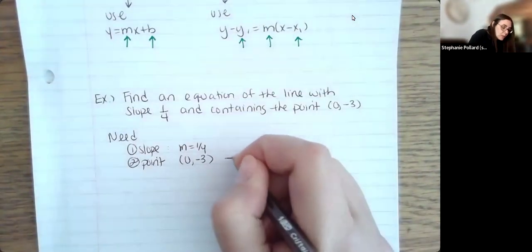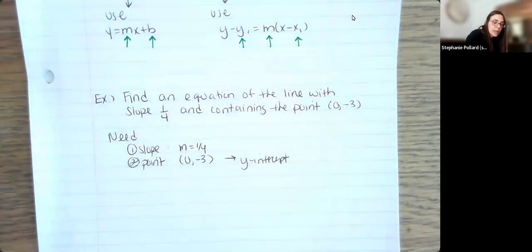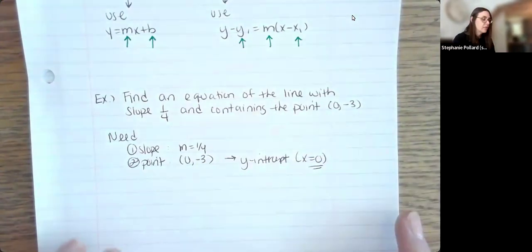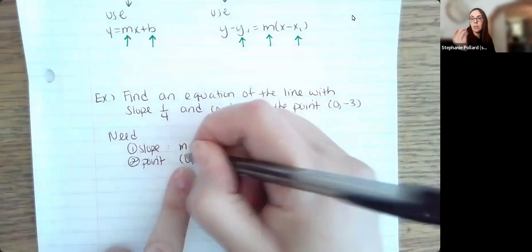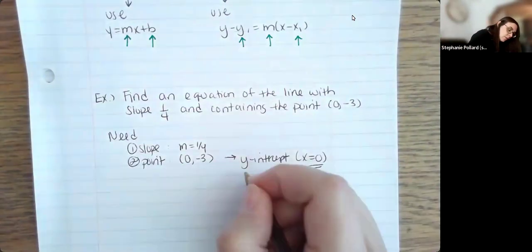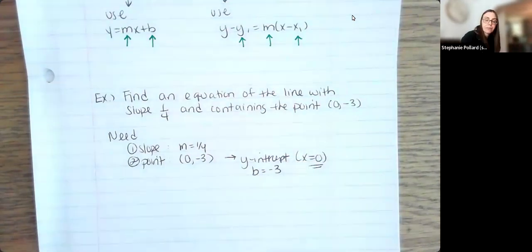Now I want you to notice that in particular, this happens to be the y-intercept. If you forget, how do I know it's the y-intercept? Because the x value is 0. If the x value is 0, then I know it has to be the y-intercept. Otherwise, it is not the y-intercept. So in this case, the b value is -3.